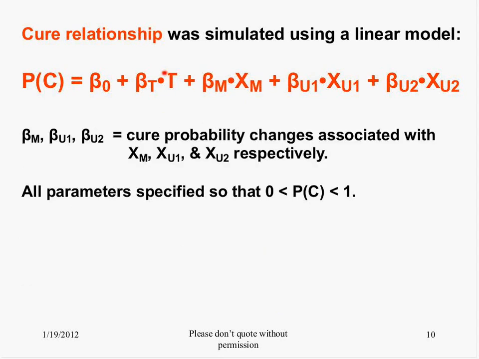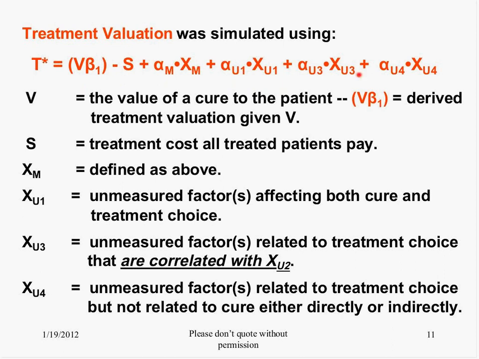When we created our simulations, our parameters in our model, the beta 0, beta T, and the other parameters were specified in such a way that we made sure that in all our simulations, everybody had a cure value that turned out between 0 and 1. And parameters BM, BU1, and BU2 represent cure probability changes associated with patients having the characteristics XM, XU1, and XU2.